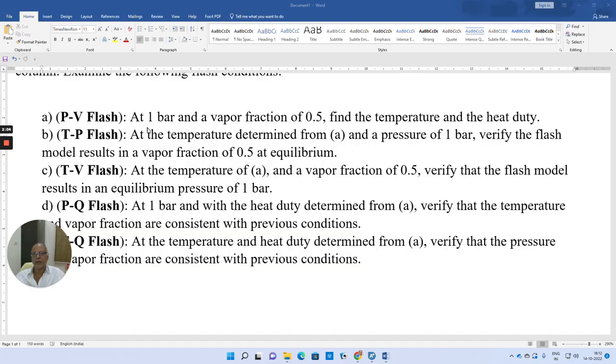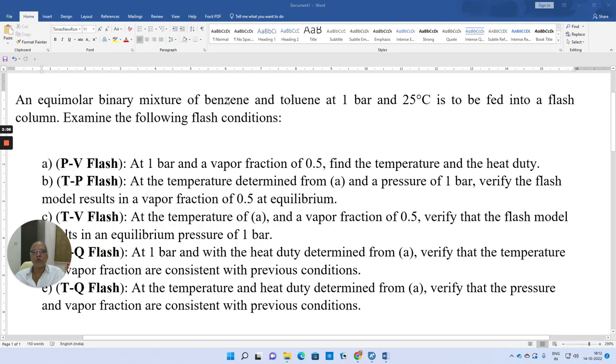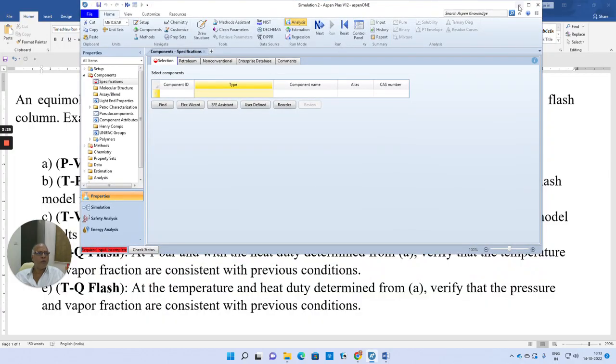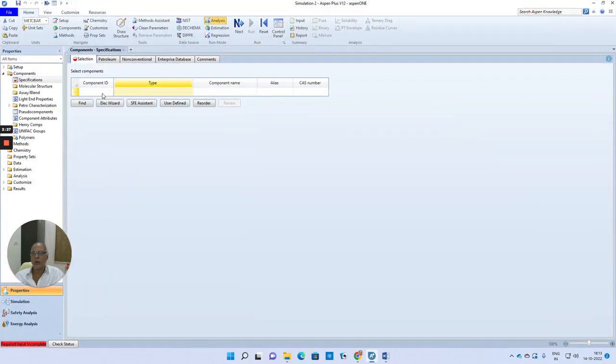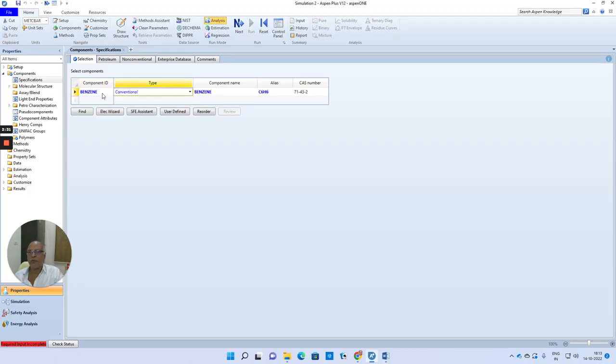So we are going to make use of two components, benzene and toluene, and we will try to solve this simulation using all these 5 different types of inputs. In fact, all of them should be able to give you the same result. So let us go back to Aspen and try to simulate this problem using a flash model. As you can see, we are using only two components, benzene and toluene.